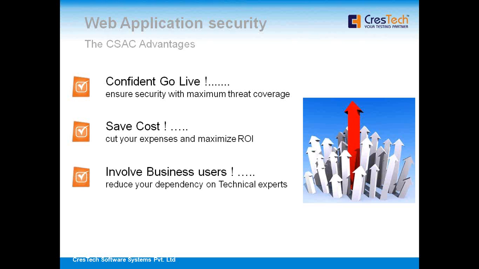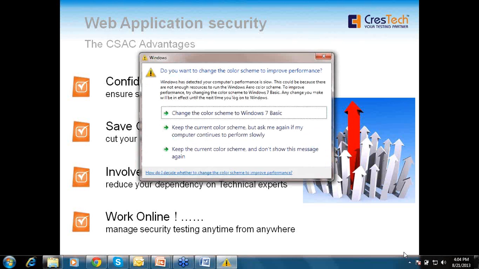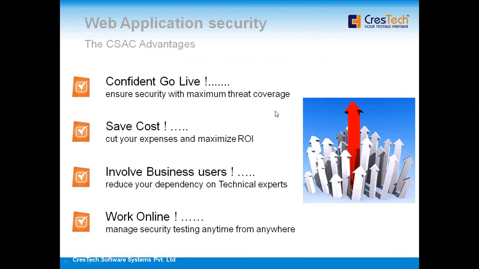Third is pretty much important. You can involve your business users now. SAC reduces your dependency on technical folks and security specialists. There are simple steps that can be performed even by non-technical guys who know the application to schedule and start a security scan. And finally, work online. SAC gives you the flexibility to operate at any time from anywhere across the globe. You are not restricted to a place, machine, or tool to perform security testing on your application.